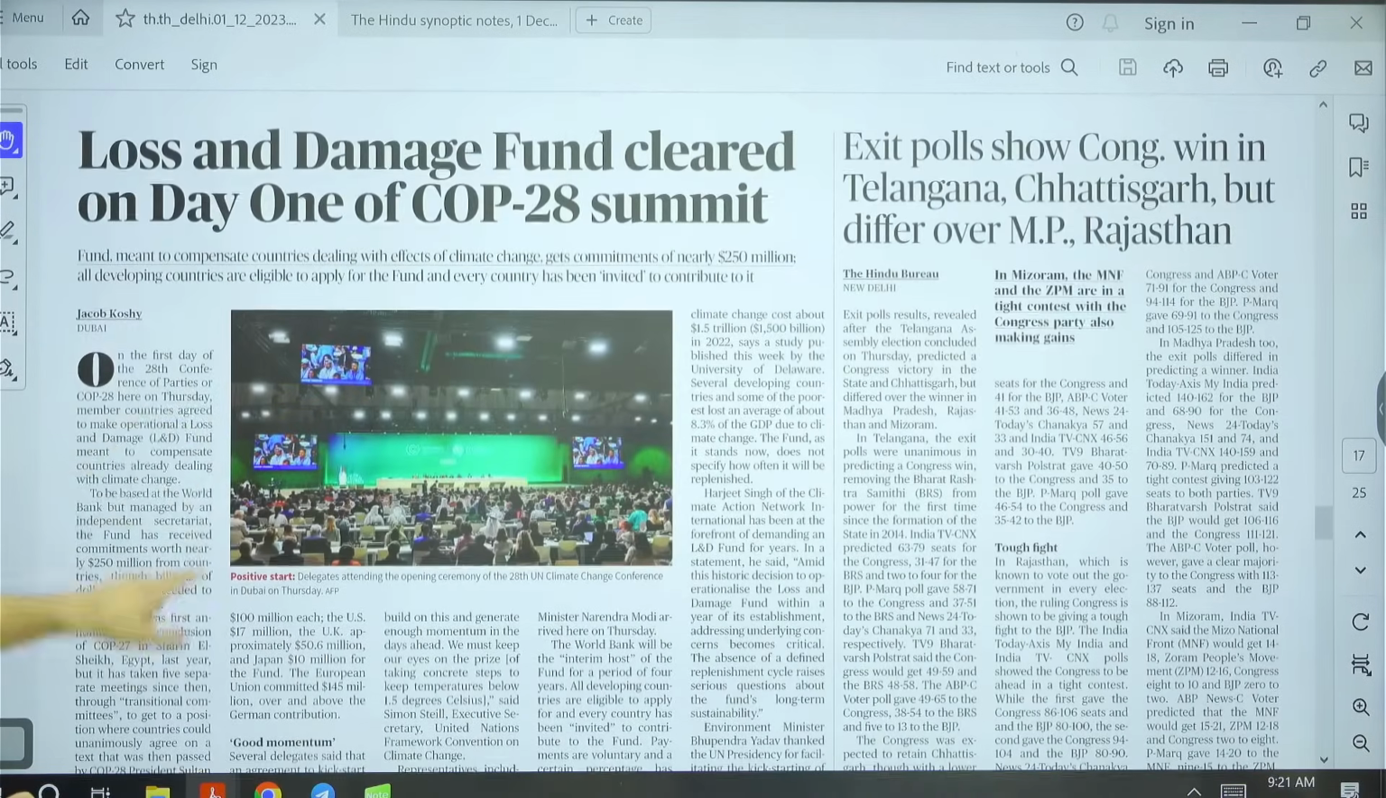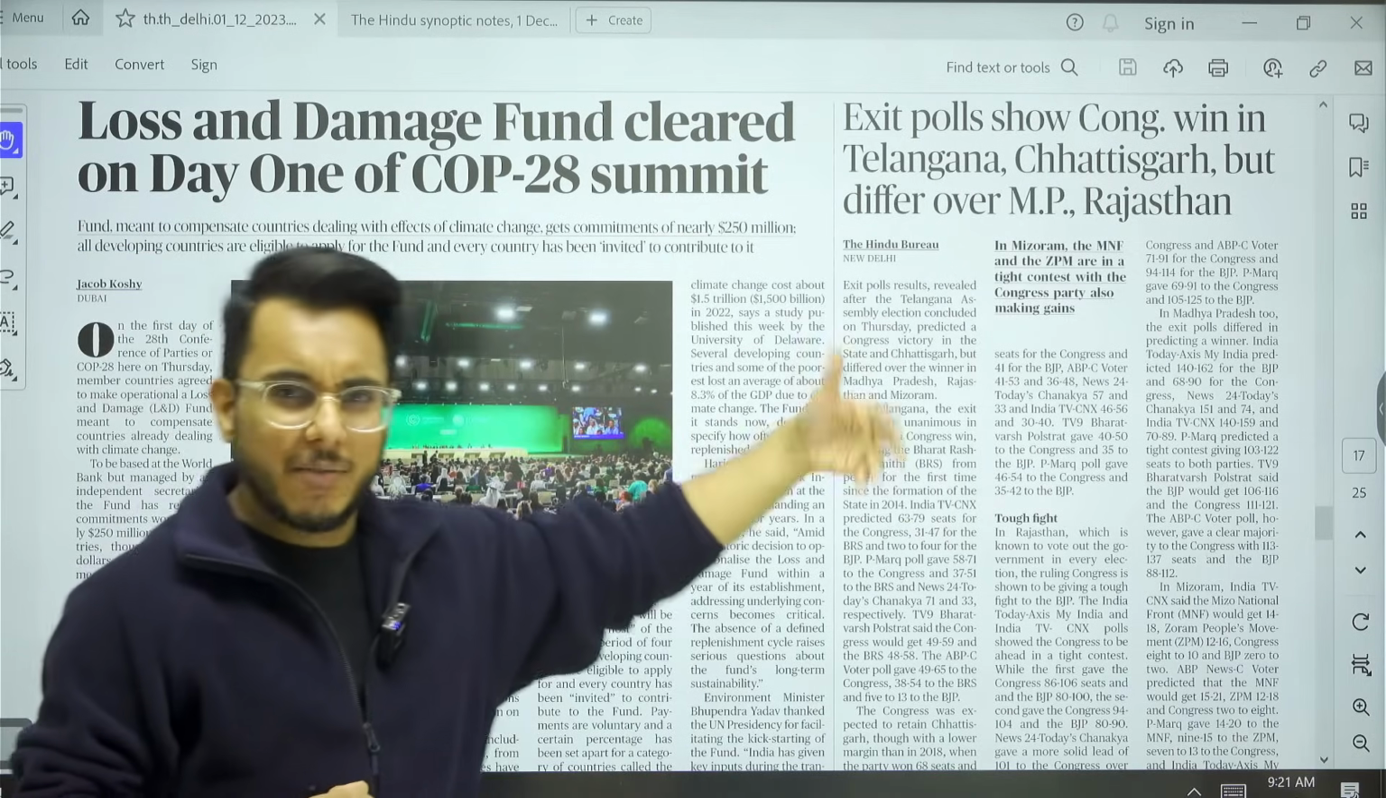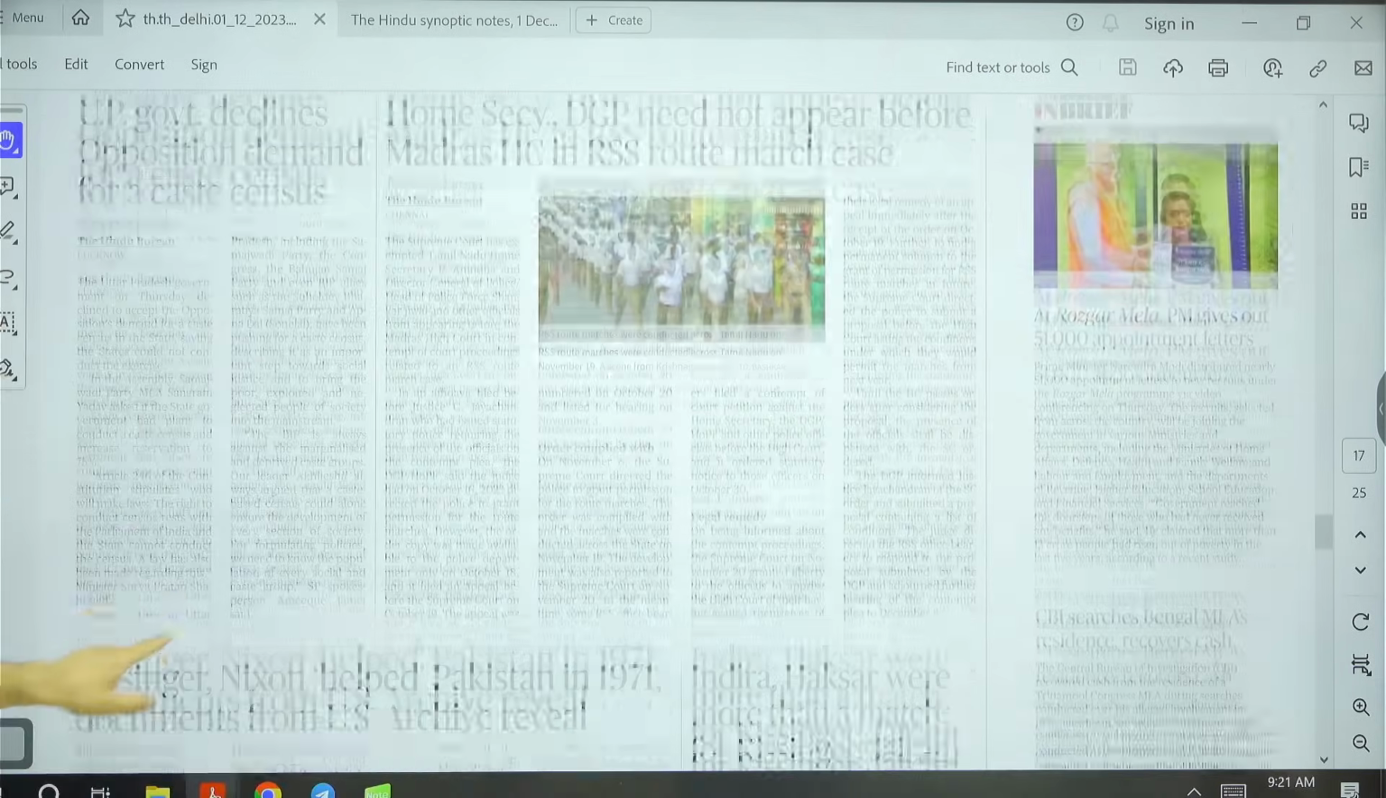Then, further moving on, loss and damage fund cleared on day 1 of COP 28. We'll take this particular article also for examination. Congress poll, which political party will form the government, etc. is not important. So, no need to go into too much detail on that.